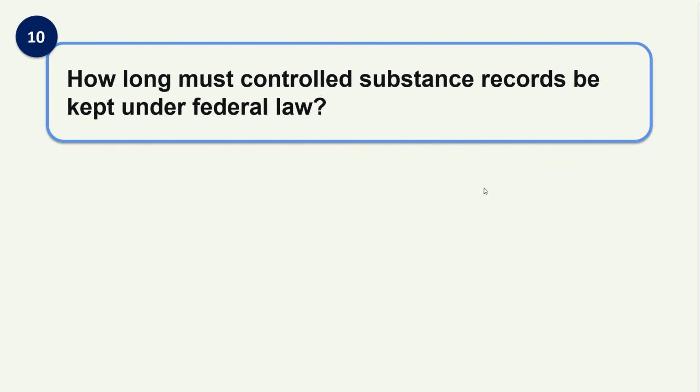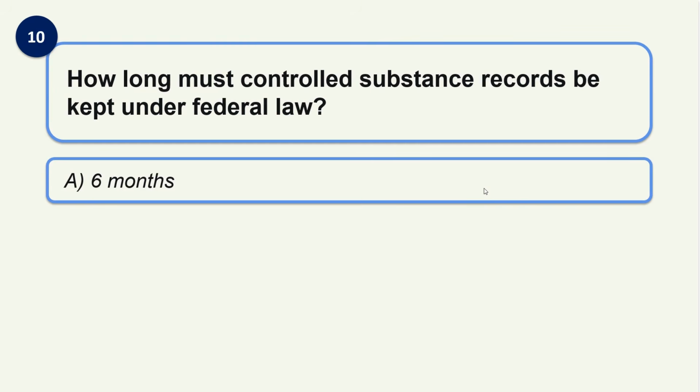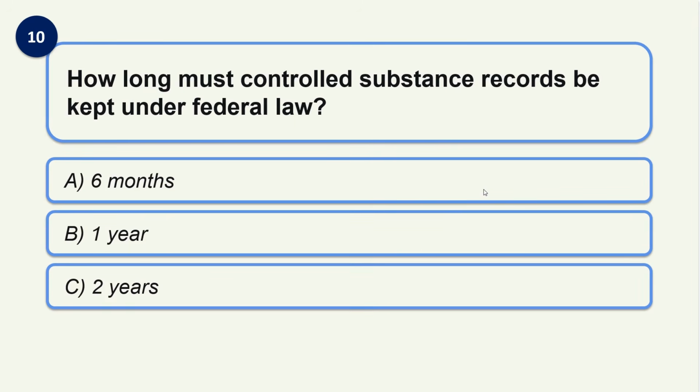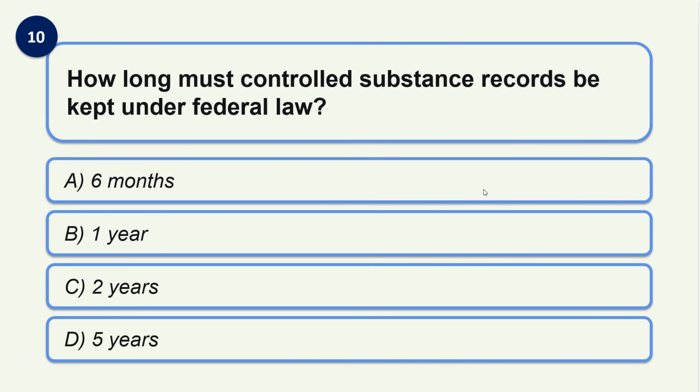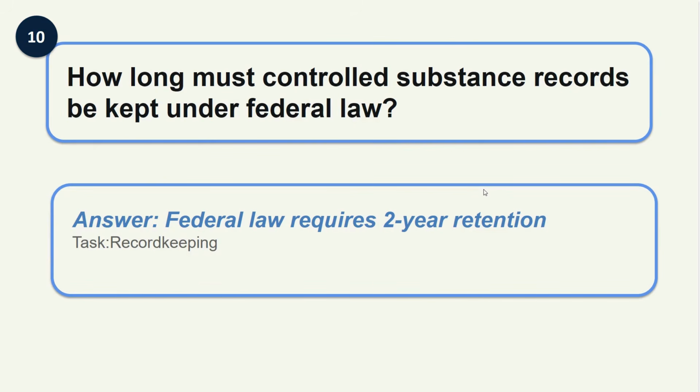Next, how long must controlled substance records be kept under federal law? A. 6 months, B. 1 year, C. 2 years, and D. 5 years. The correct answer is 2 years. Under the Federal Controlled Substances Act or regulations, 2 years of retention of controlled substance records is required.